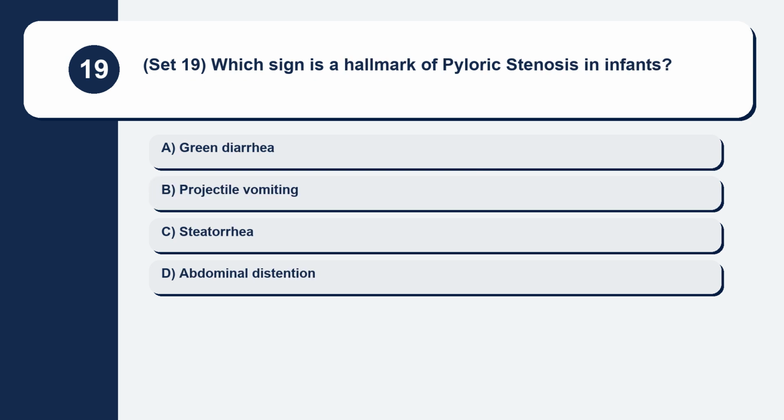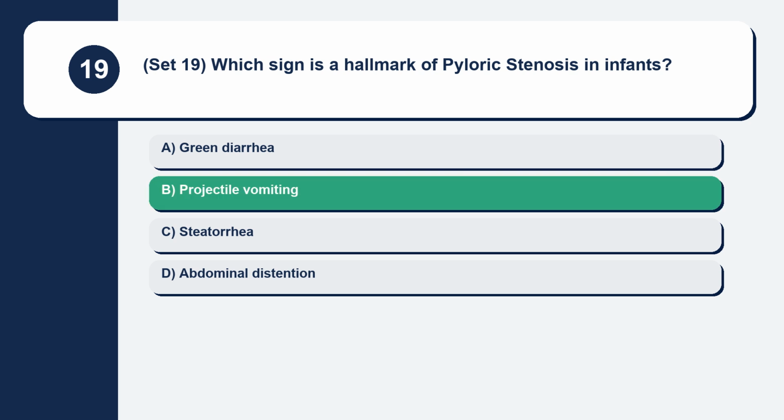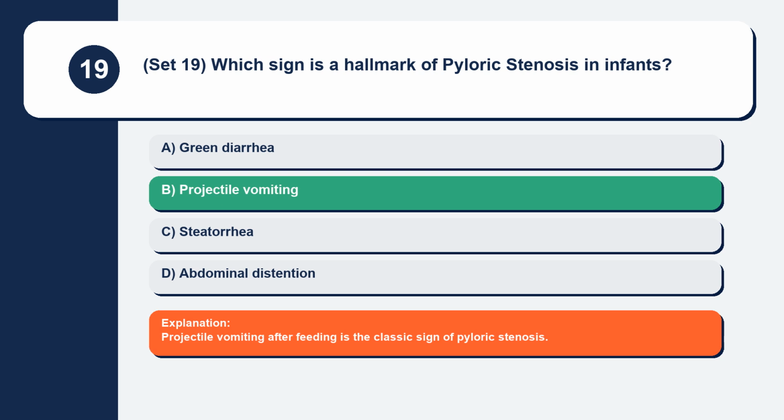Question 19. Set 19. Which sign is a hallmark of pyloric stenosis in infants? Green diarrhea, projectile vomiting, steatorrhea, abdominal distension. Projectile vomiting after feeding is the classic sign of pyloric stenosis.